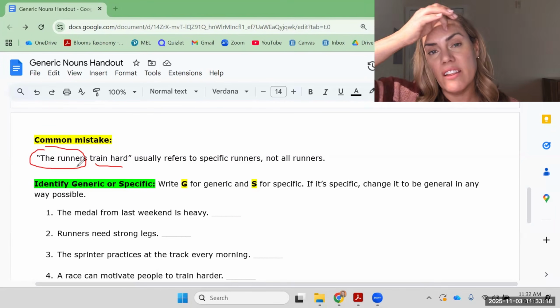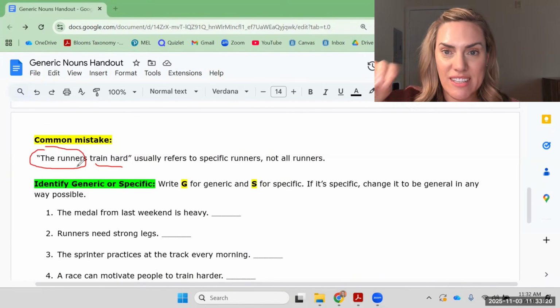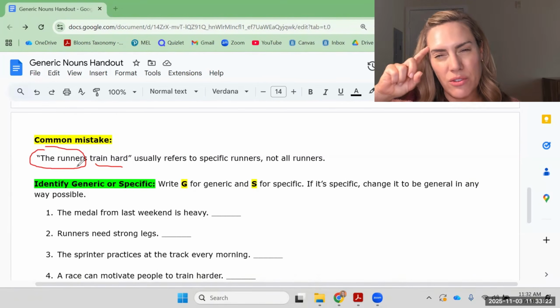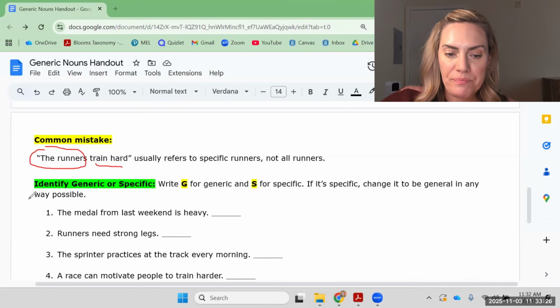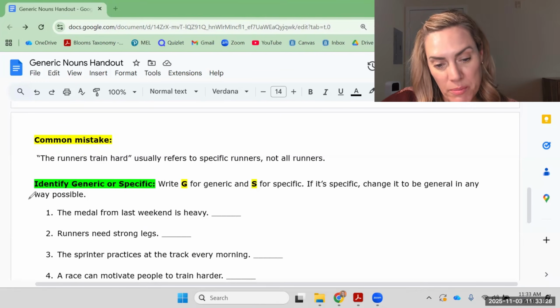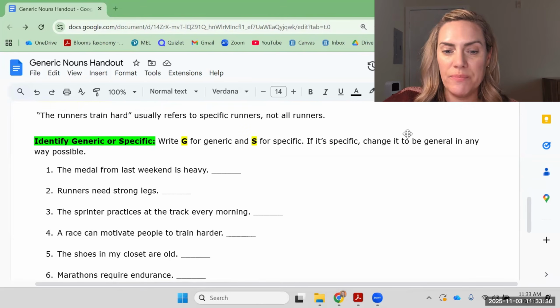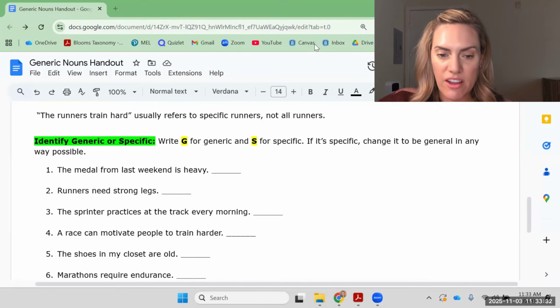It doesn't refer to anything generically. It's specific. If I say the runners, then you think I'm talking about a specific group of runners. Okay? So be careful. You can't use it with plural nouns. It has to be singular. Let's look at this list of items.